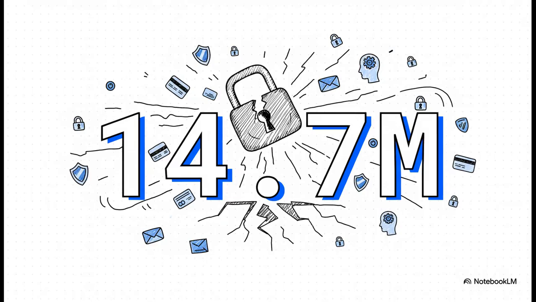And to bring this home, it's not just some abstract economic threat. So what does this number mean? That's 14.7 million real people whose sensitive, personal data was stolen in just one single attack on the Mr. Cooper Mortgage Company. This is what's at stake on a very personal level.